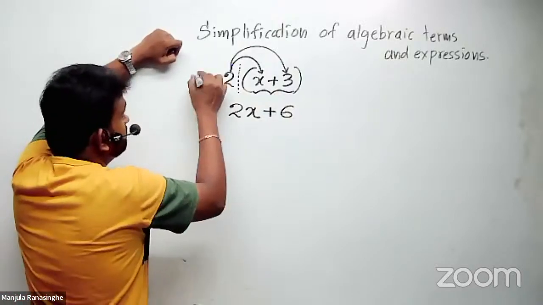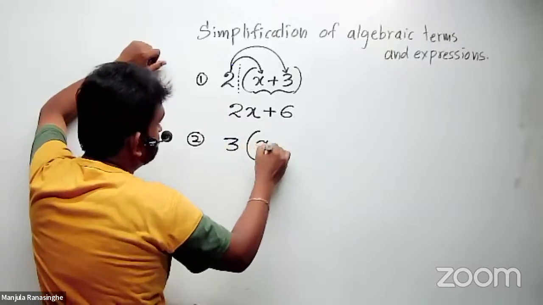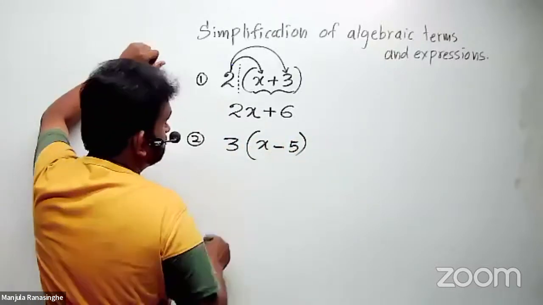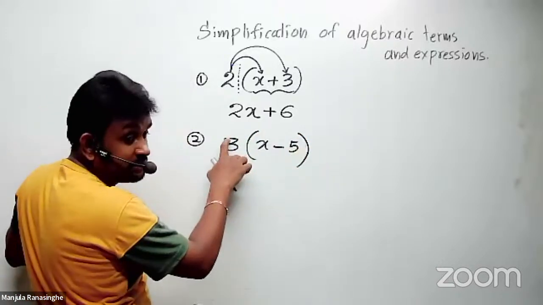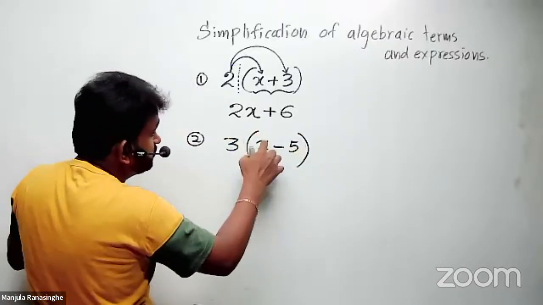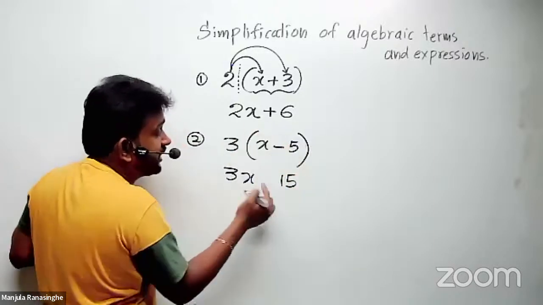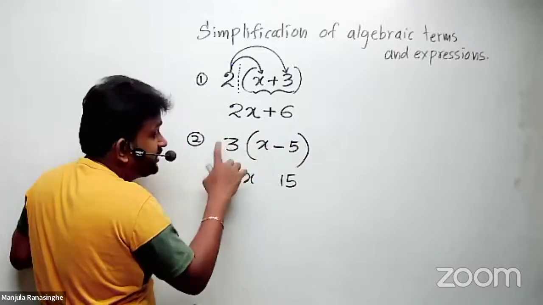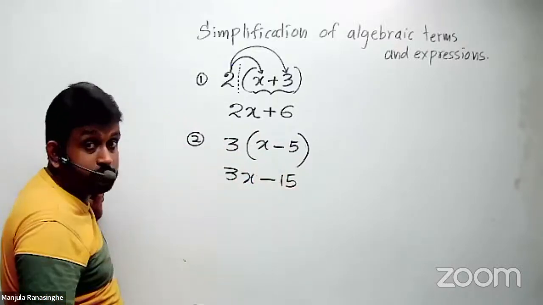Okay. So the second question, 3 into (x minus 5). How to deal with the question? Multiply the inside terms by 3. Two terms are there. 3 into x, 3x. 3 into 5, 15. But see the sign: here positive, here minus. When multiplying positive and minus, it becomes minus, negative.